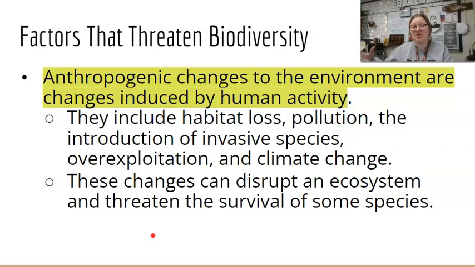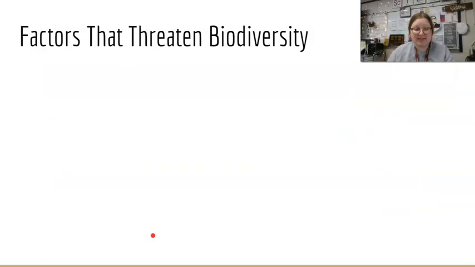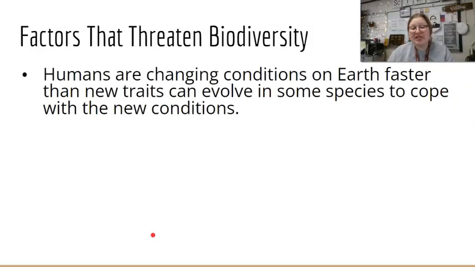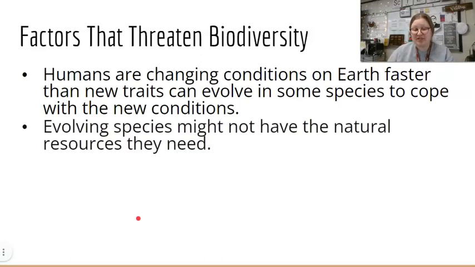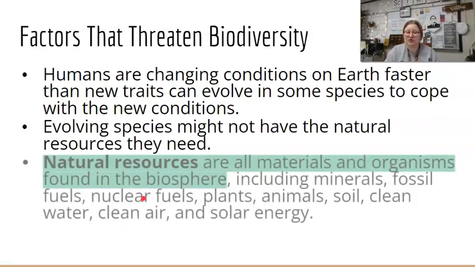Again, if an ecosystem has changed so much that a species living in that ecosystem cannot adapt, then they cannot survive. So they may just go extinct in that one ecosystem. But eventually, especially if that's a widespread change, or if that species is very specialized to that ecosystem, that may cause that species to go extinct. Humans are changing conditions on Earth faster than new traits can evolve in some species to cope with the new conditions. An evolving species may not have the natural resources that they need to survive.